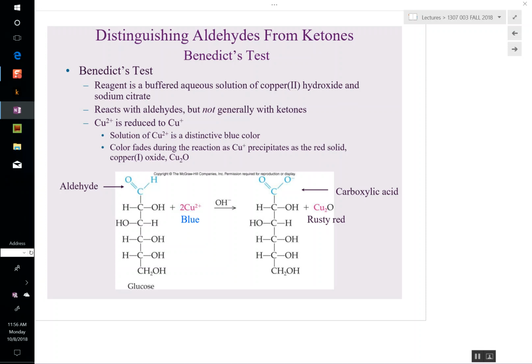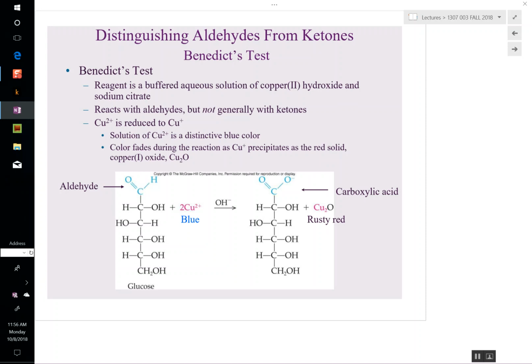Glucose is actually an aldehyde. And you can take a copper, which would be the Benedict's reagent, and react it with glucose, and it will oxidize the aldehyde, and it will reduce the copper. That's what a lot of these tests are doing.